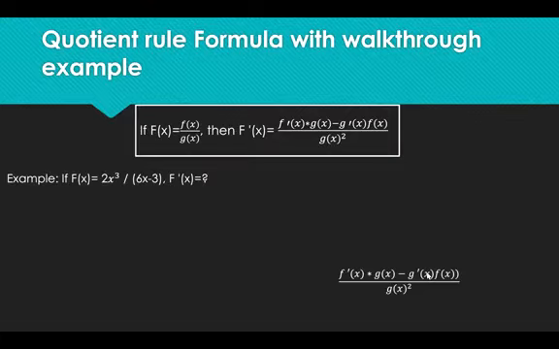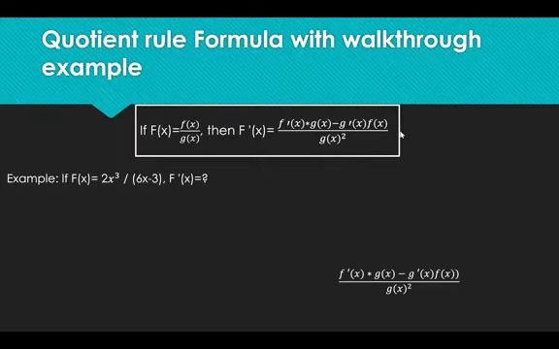Oh, ignore this that I have down there. We have a quotient rule formula here, and I'm going to go through an example. So basically, you're going to be using the quotient rule whenever you have two functions that are being divided. In this case, my example, I have 2x cubed being divided by 6x minus 3.